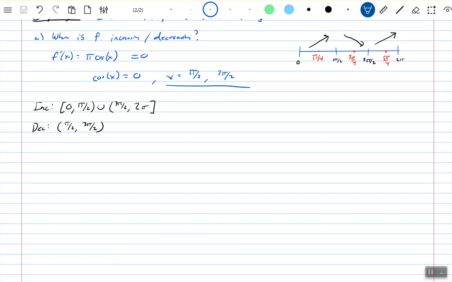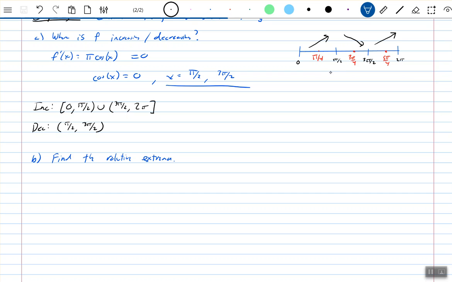Part B asks us to find the relative extrema, i.e. find the relative minimums and the relative maximums. How can we do that? The first derivative test. So let's just look at our chart.